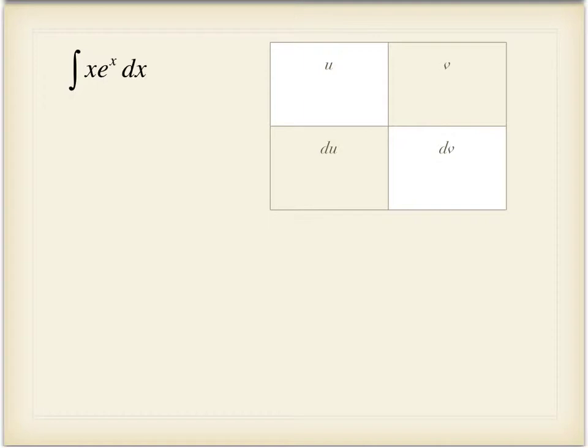Alright, so first of all, in this case, I'm going to set my u part equal to x, and my dv then is going to be whatever else is left in that particular integral. So it's got to be e to the x dx. So notice that everything in the white here is my entire integral.